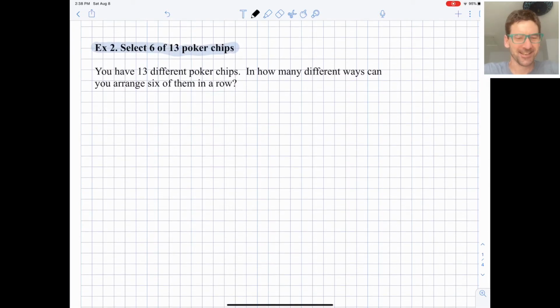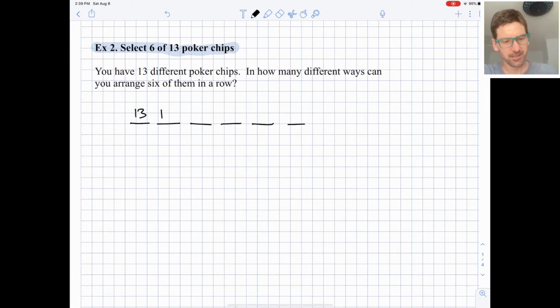But it's going to get harder. Okay, so same deal as the last problem, but now we have 13 poker chips, and we want to do 6 of them in a row. Okay, so let's go with it. So 6 different decisions, and we have 13, 12, 11, 10, 9, 8, all being multiplied together. Okay, so we got some multiplication to do. 13 times 12 times 11 times 10 times 9 times 8 is 1,235,520. So 1.2 million just about.